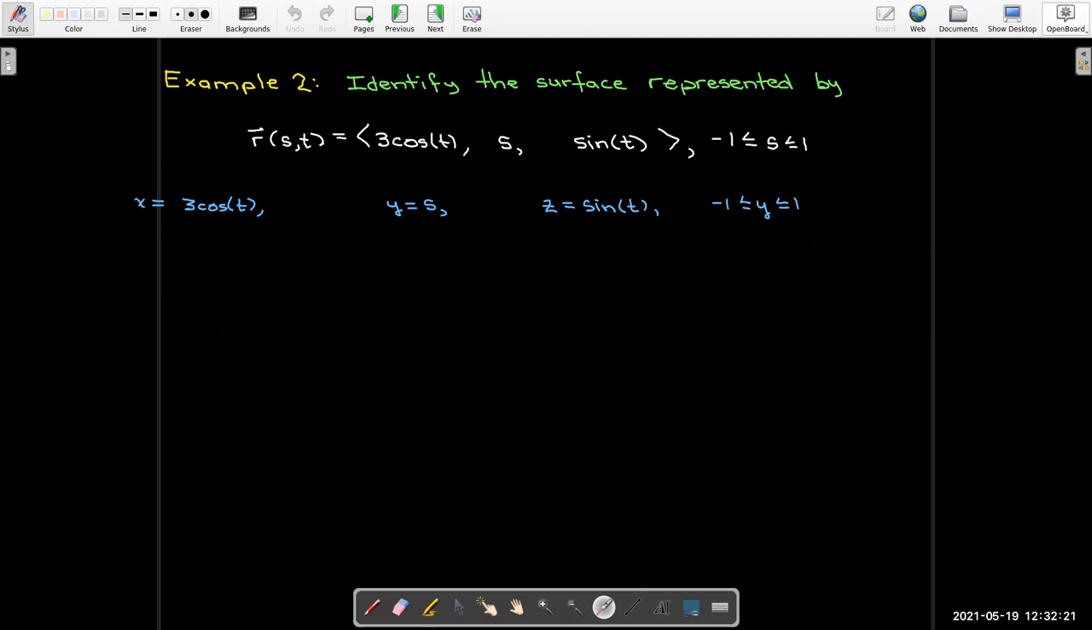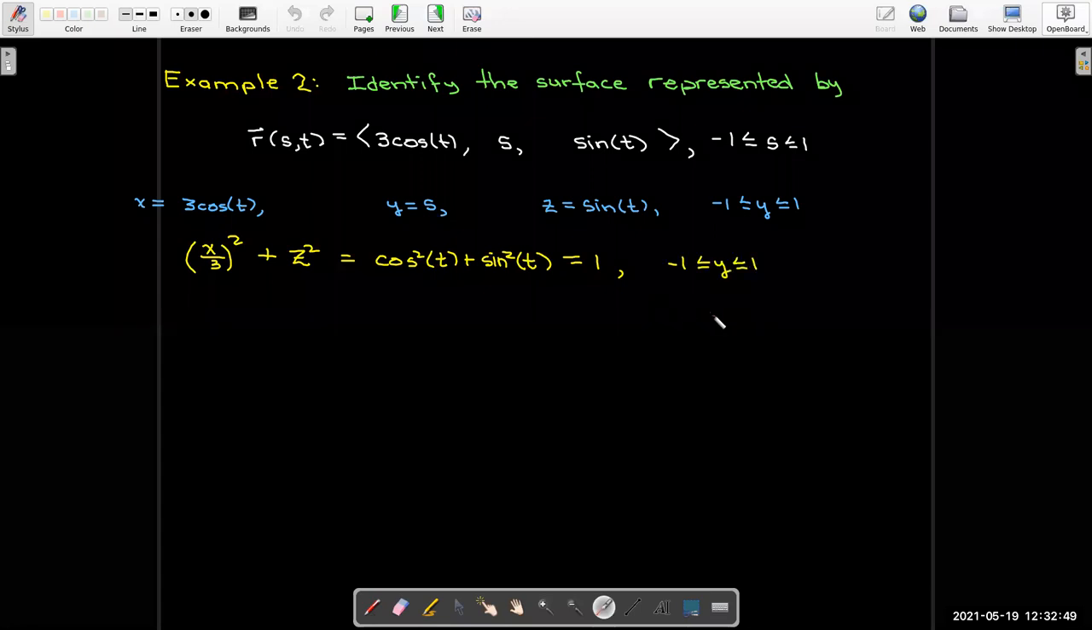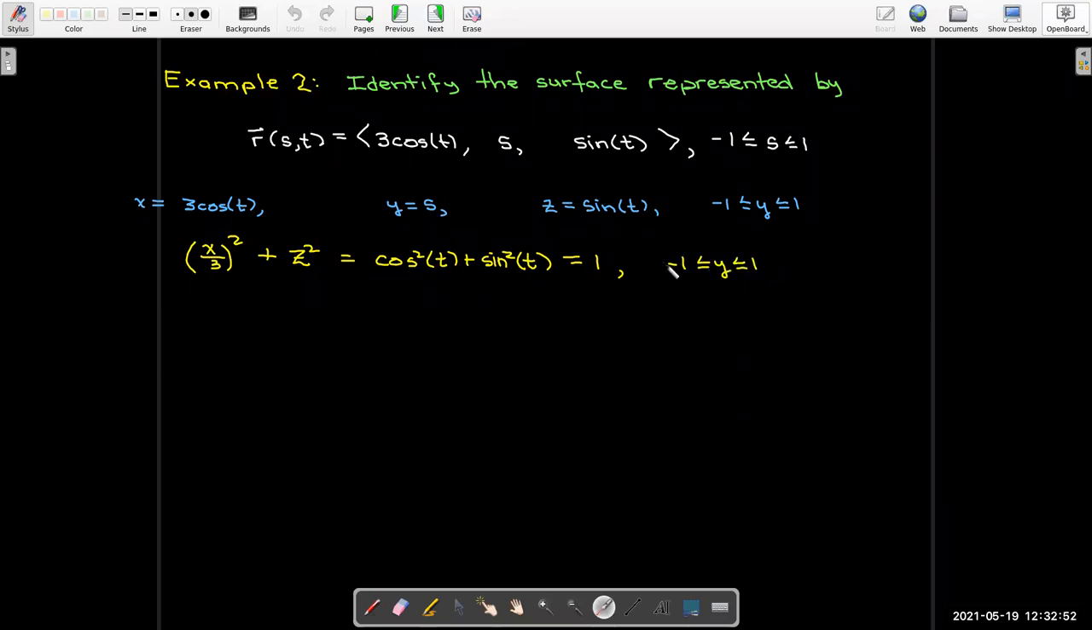So again, I see a cosine of t in my x component, a sine of t in my z component. So in this case, I'm going to go ahead and solve for cosine of t. That would be x over 3. So x over 3 squared plus z squared, that's the same as cosine squared t plus sine squared t, which is 1. And I should not forget that y is limited to go between negative 1 and 1. So what I have is an equation of an ellipse, if this were just a plane curve.